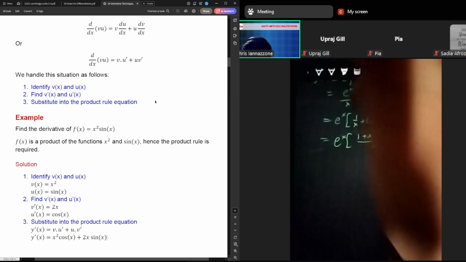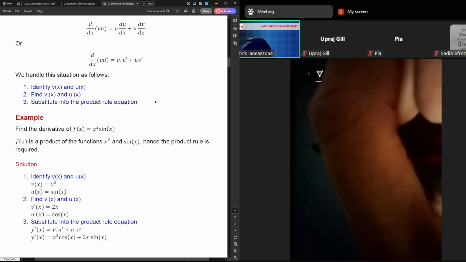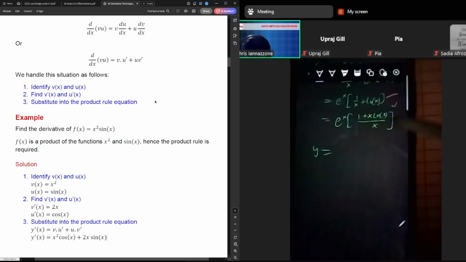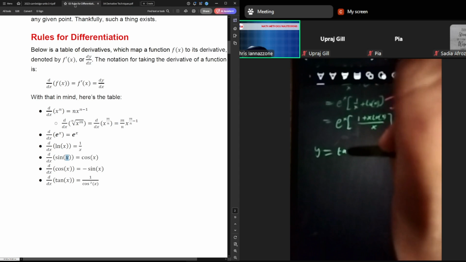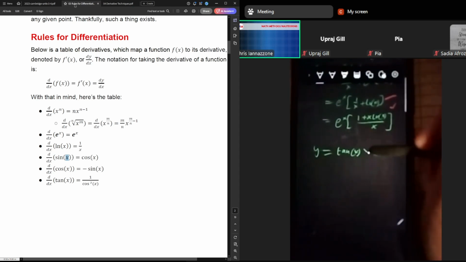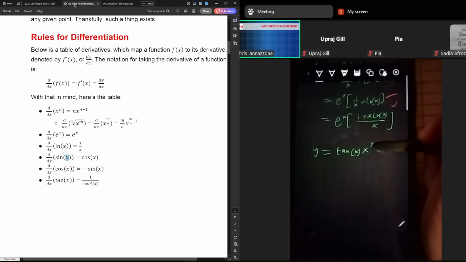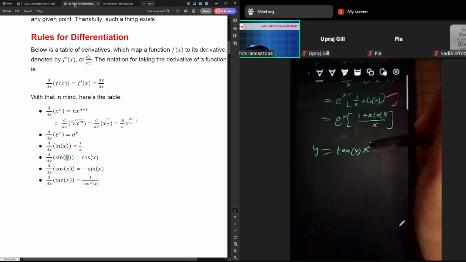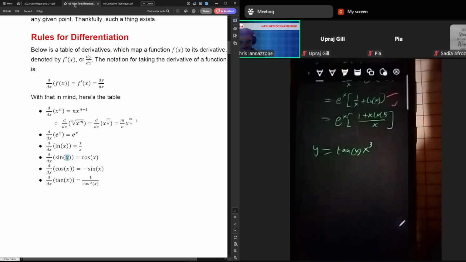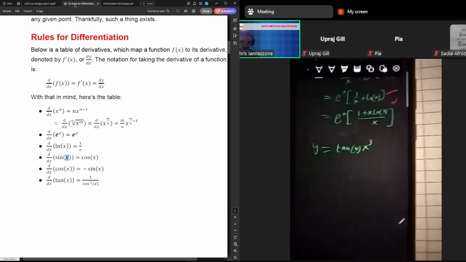Okay, so that's one product rule done. Let's go with another one. y equals, what else have we not done? Yeah, let's chuck a tan in there. tan x squared. No, we don't know how to do x squared yet. Let's make it slightly harder with a 3 instead of a 2. All right, what's going on here?